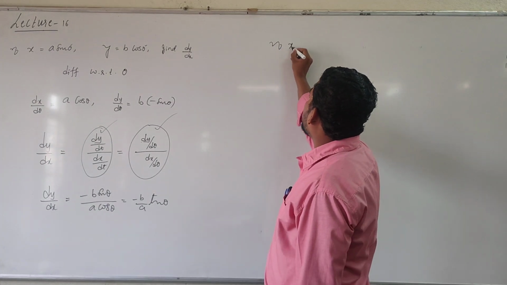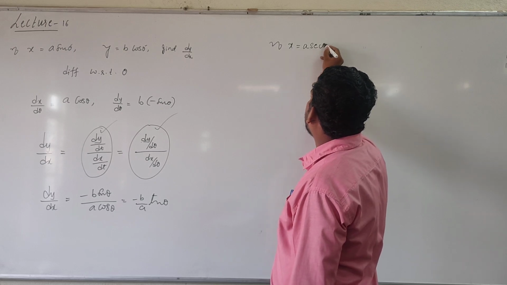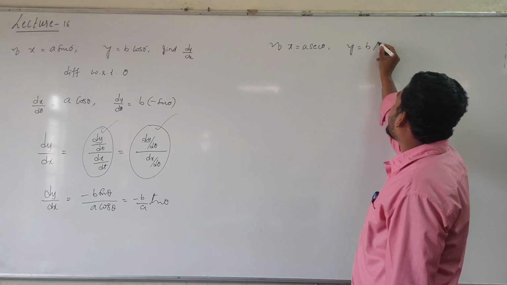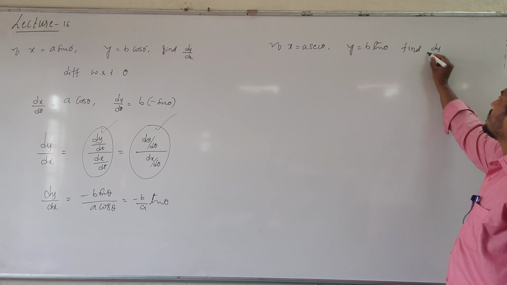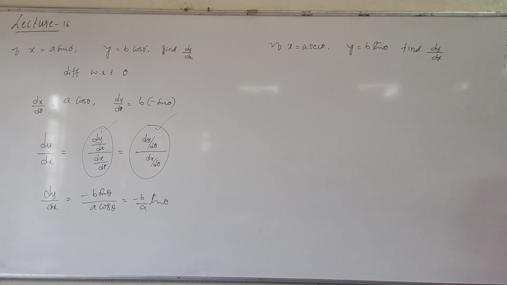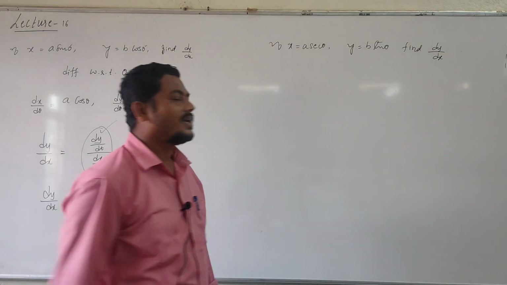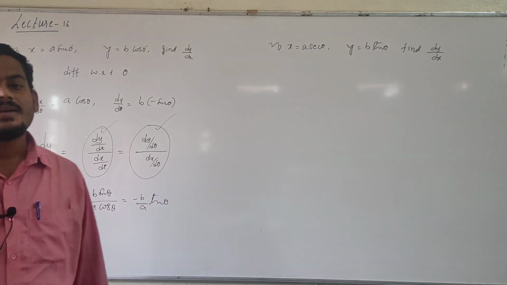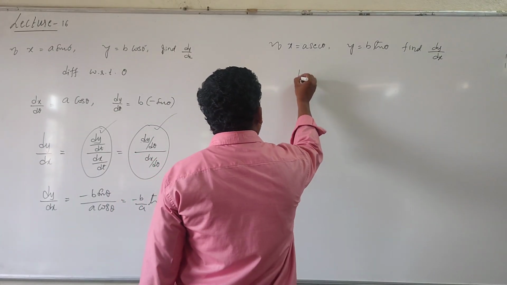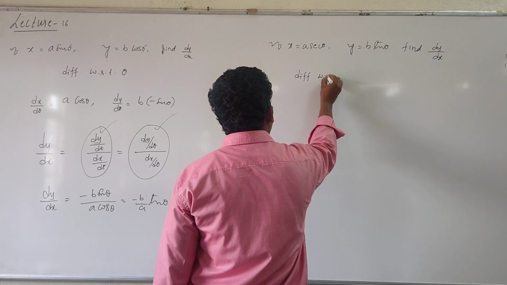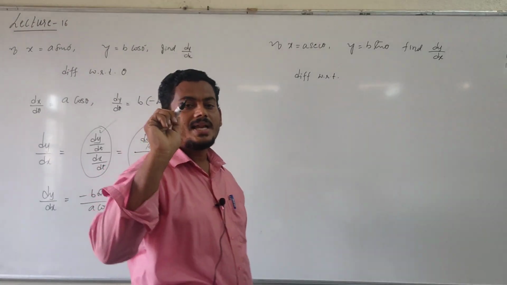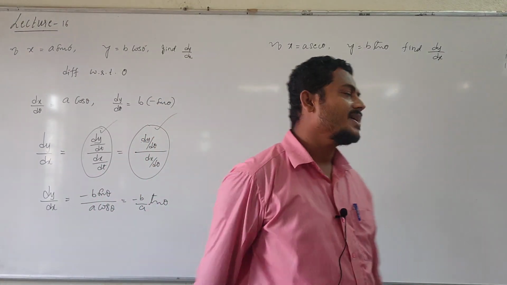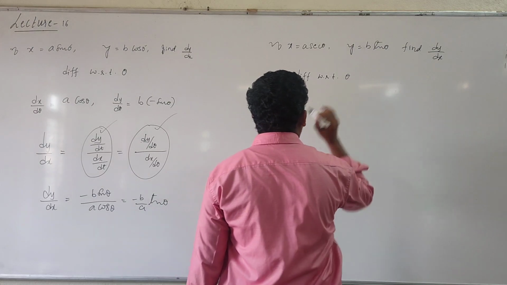Next problem: if x equal to a secant theta, y is equal to b tan theta, find dy by dx. Right? Find dy by dx. Again, same procedure. First write dx by d theta value and dy by d theta. Differentiate with respect to which variable? In this case, both x and y are given in terms of theta, so differentiate with respect to theta.